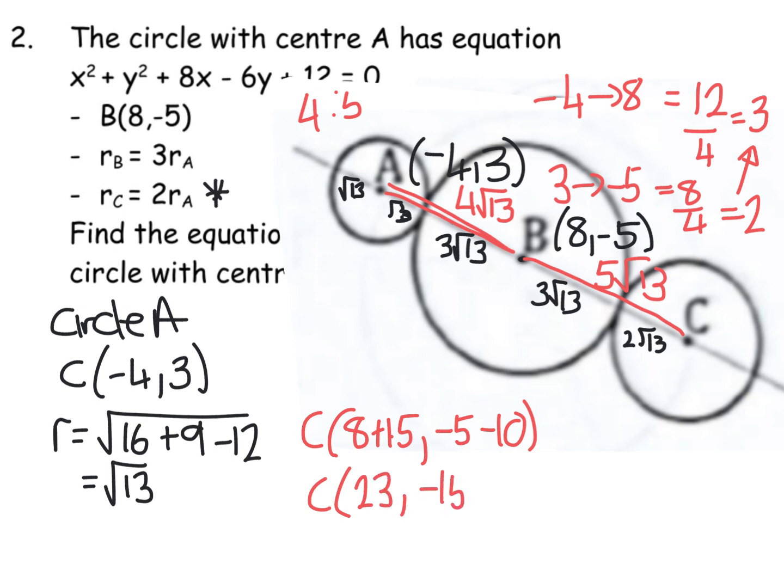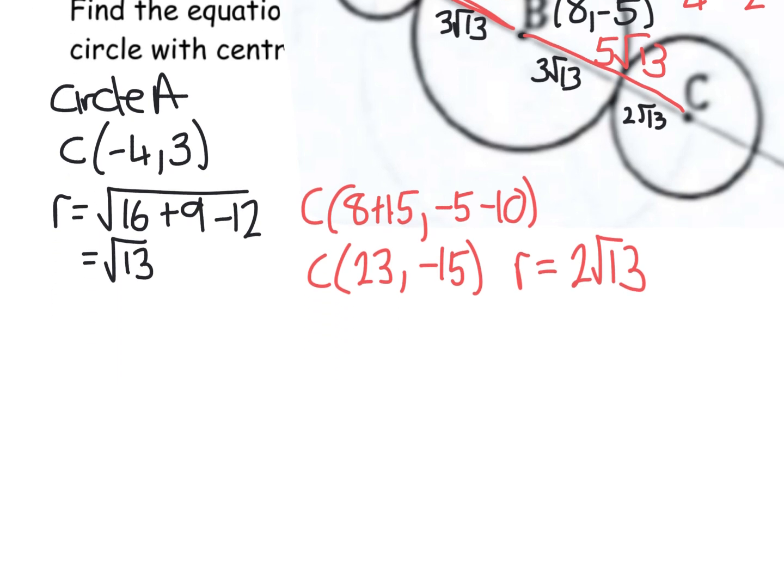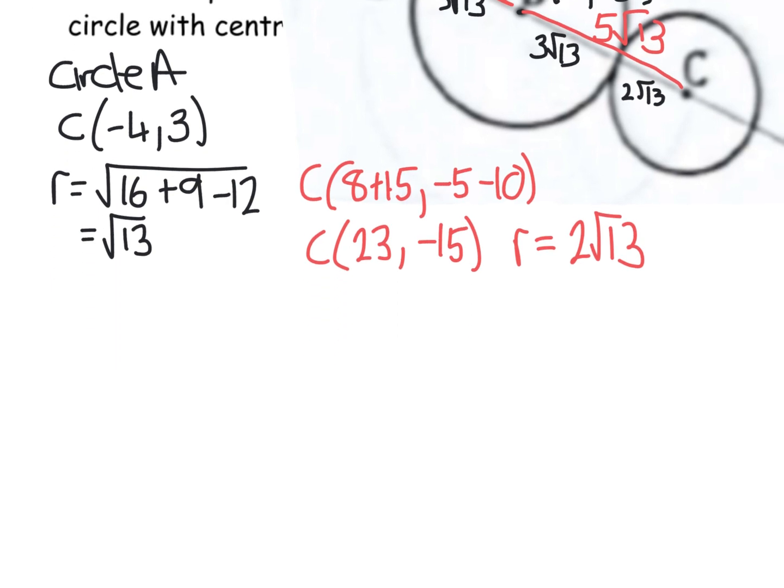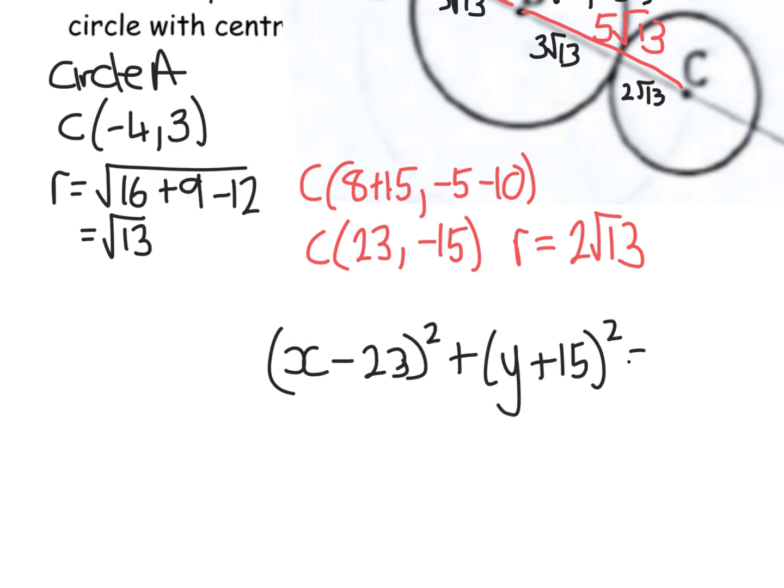Minus 15. And I know the radius for C was 2 root 13. So I can now go get my equation. The equation is x minus 23 all squared, using the nice equation I like at the beginning, plus, with the opposite signs, y plus 15 all squared equals 2 root 13 all squared.